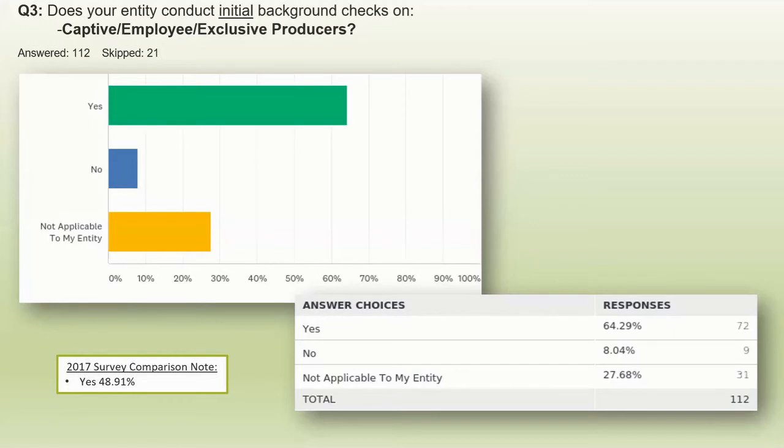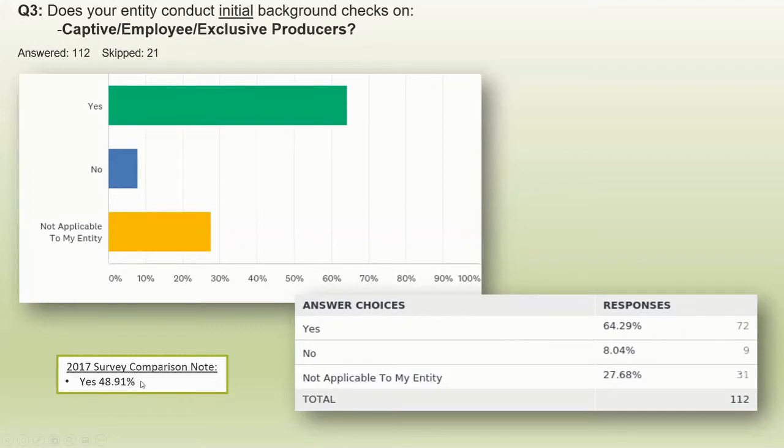So we had a response rate of 64% of the 112 that were still eligible to answer this question, who responded that yes, they directly conduct background checks on the captive, employee, and exclusive producers. 8% said no, and then we had 27% that said that does not apply to my entity.